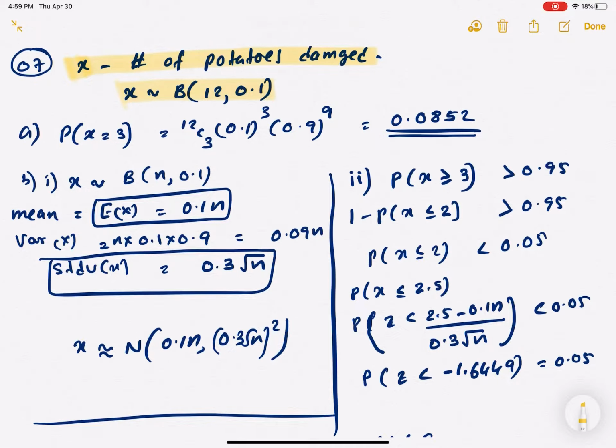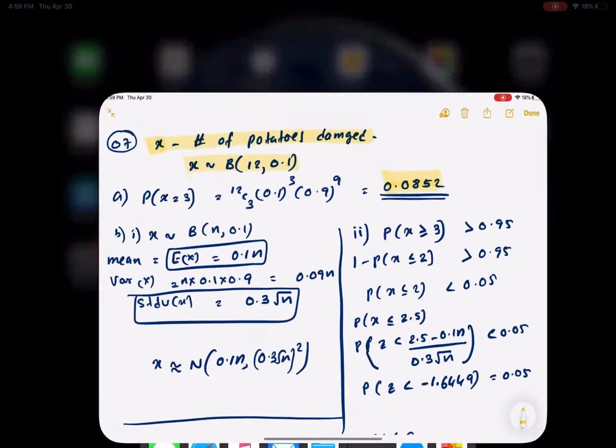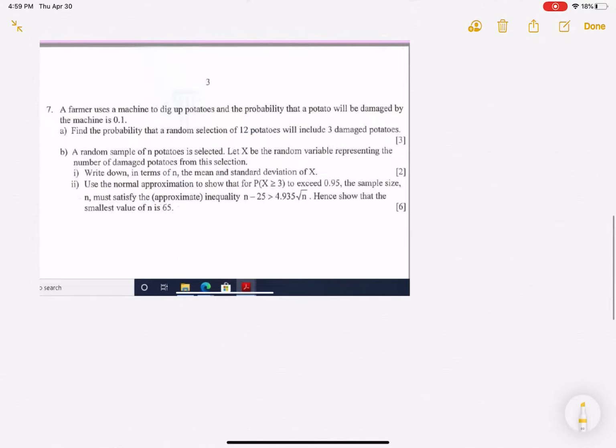So in part A, they say 3 damaged potatoes. That should be, according to the binomial formula, you might have learned it, 12C3 into 0.1 cubed into 0.9 to the power of 9, which gives me 0.852 as my answer. Yep. And when you go back to part B, it says a random sample of n potatoes is selected. Now 12 potatoes has been replaced with n number of potatoes, but the distribution shall remain as a binomial still. They say let x be the random variable representing the number of damaged potatoes.